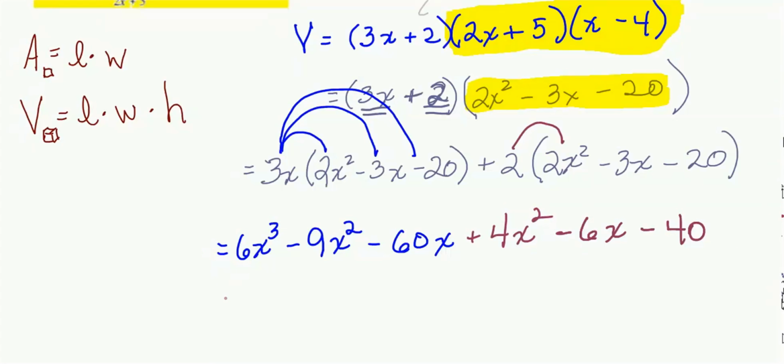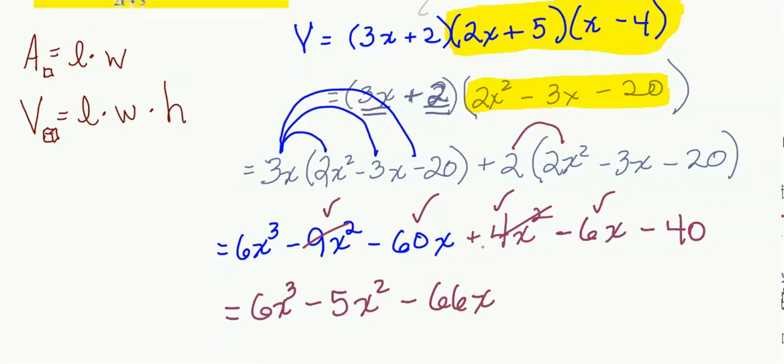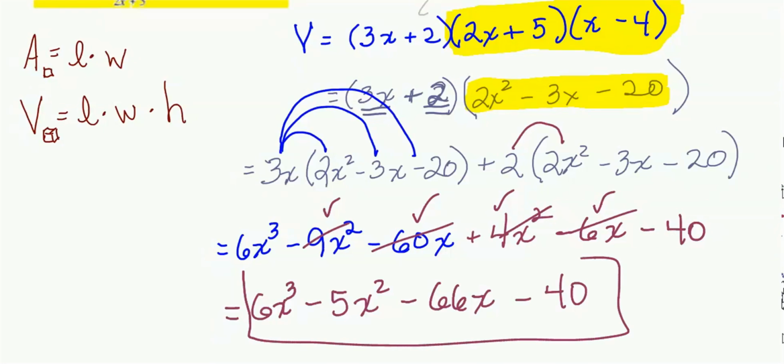So let's go ahead and combine like terms and we'll be done. 6x cubed, we have what? x squared terms here. So negative 9 plus 4, minus 5x squared. Okay, so we got those. Now the x terms, negative 60 and minus 6. So minus 66x are done. And then minus 40. Look at that. Just like that, we're done.